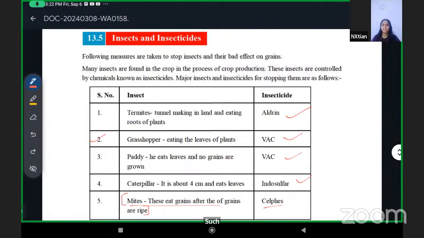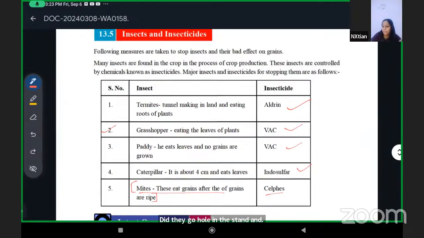There is definitely one. They spray that and keep the rats away so they don't dig a hole in the stand and eat up the plant. Chemicals keep them away.